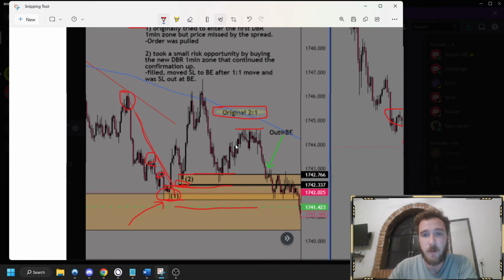After like 1.5 to 1, 1 to 1, I moved my stop to break even, which is over here. And then it simply reversed and stopped me out at break even. So, you win some, you lose some, and you break even on some of them, right? But there's always a top down analysis to each trade.